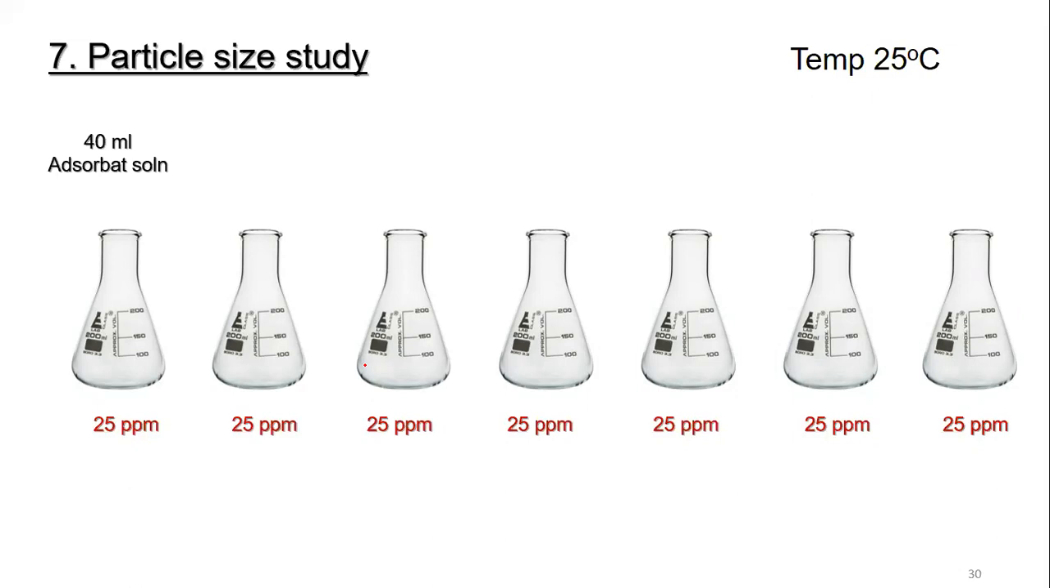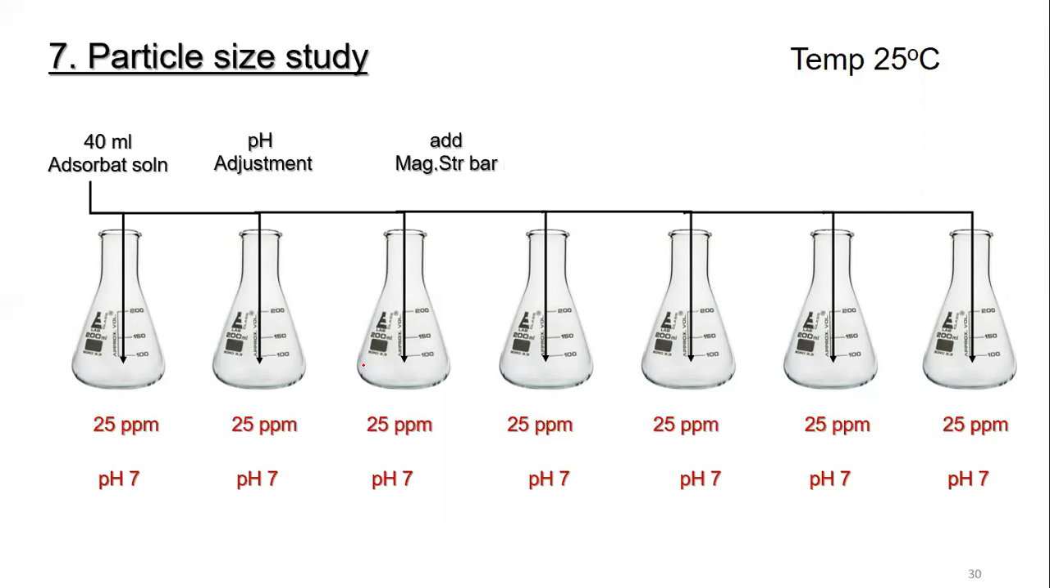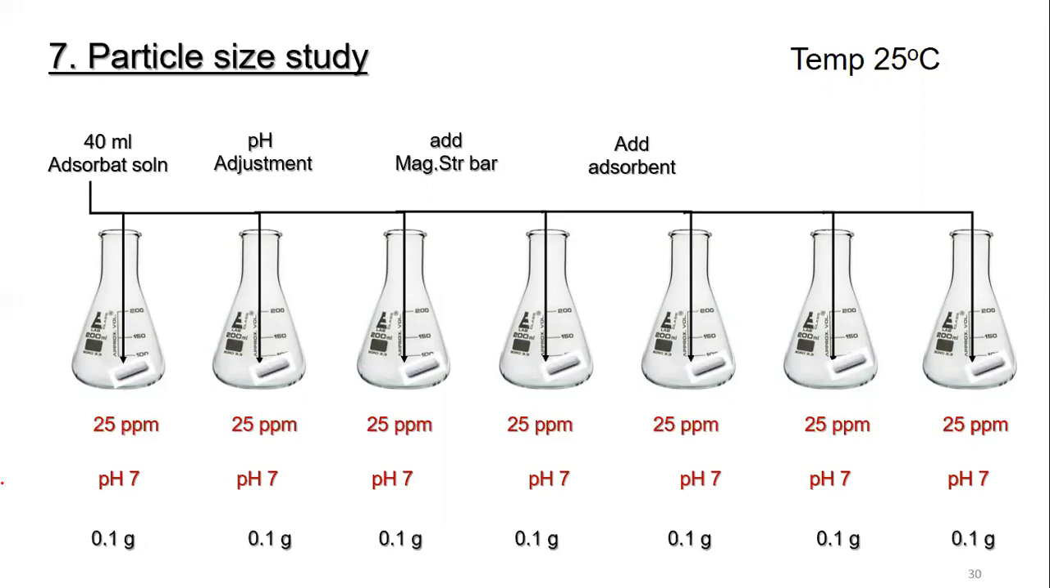So here, first of all, we put 40 ml of solution in all our conical flasks, and that is of 25 ppm. And second, we are going to adjust our pH. After adjustment of the pH, that is pH 7 in every flask, we have to add a magnetic stirrer bar in every flask, and then add adsorbent. Now we know that our optimum adsorbent dose is 0.1 gram. So we add 0.1 gram in every flask.